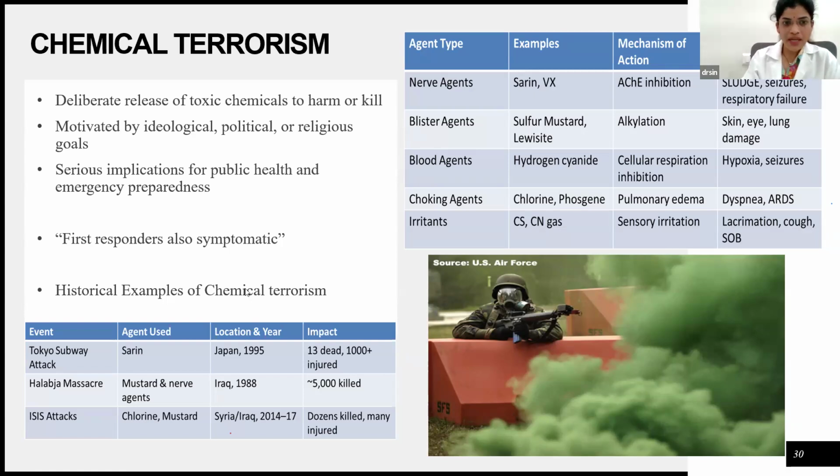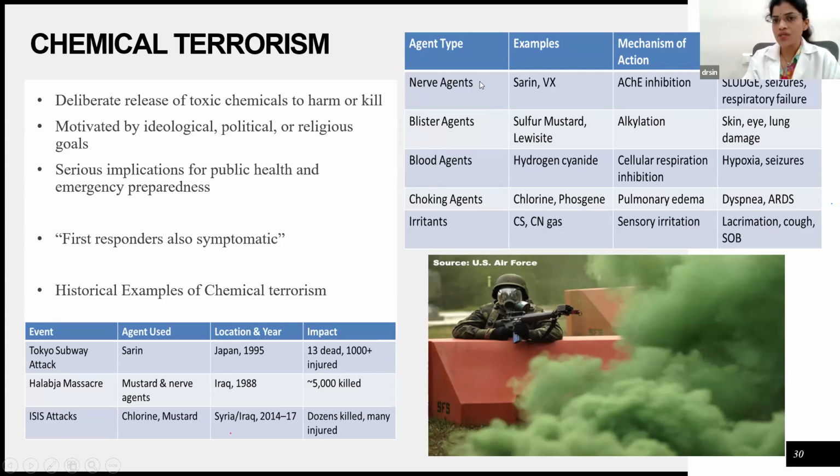There are some historical examples of chemical terrorism: the Tokyo subway attack, where the agent used was sarin, in the year 1995; the Halabja massacre, which involved mustard and nerve agents, in 1988 in Iraq; and ISIS attacks, which used chlorine and mustard, from 2014 to 2017. The commonly used agents for chemical terrorism are nerve agents, blister agents, blood agents, choking agents, and irritants.